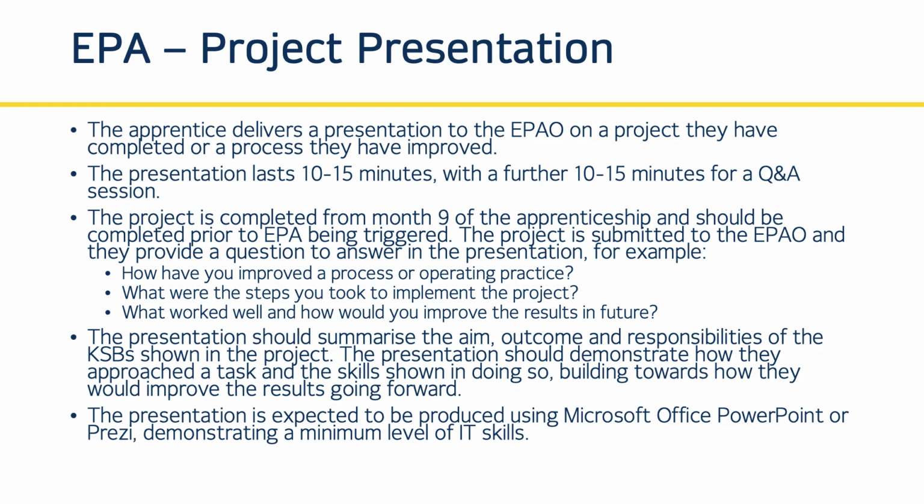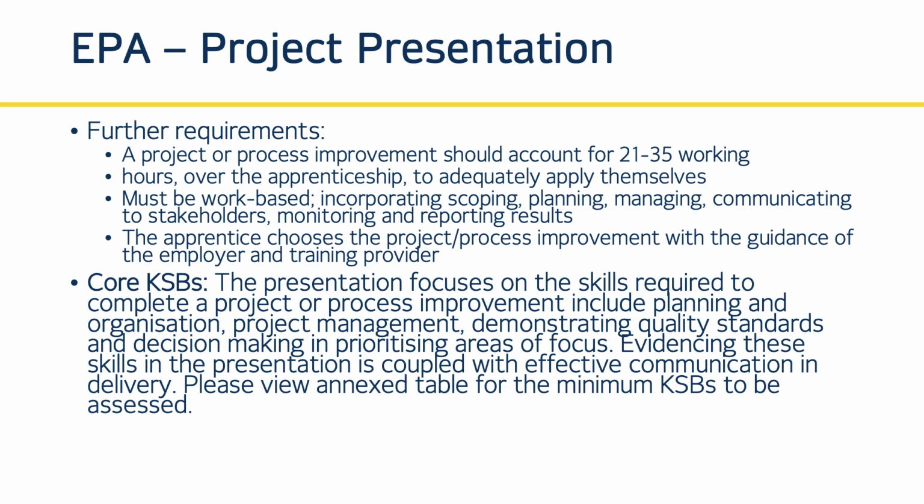The presentation should summarise the aim, outcomes and responsibilities of the KSB shown in the project, and it should demonstrate how you approach this task and the skills that you've shown. You can use digital tools such as PowerPoint or Prezi to produce the presentation. The project should last about 21 to 35 working hours over your apprenticeship. You should be involved in scoping, planning, managing, communicating, monitoring and reporting results of this project, and it should usually be a process improvement.